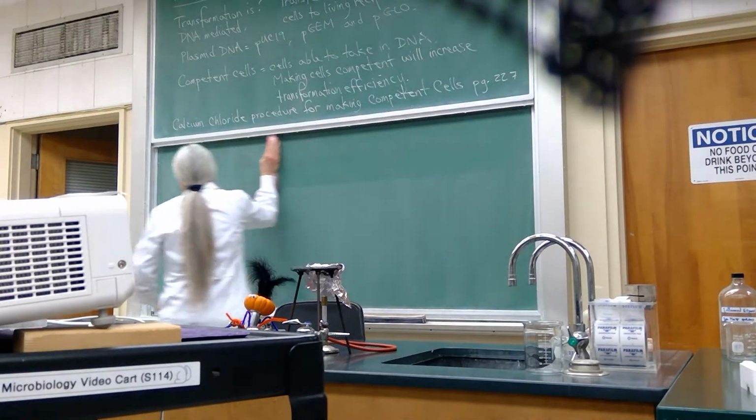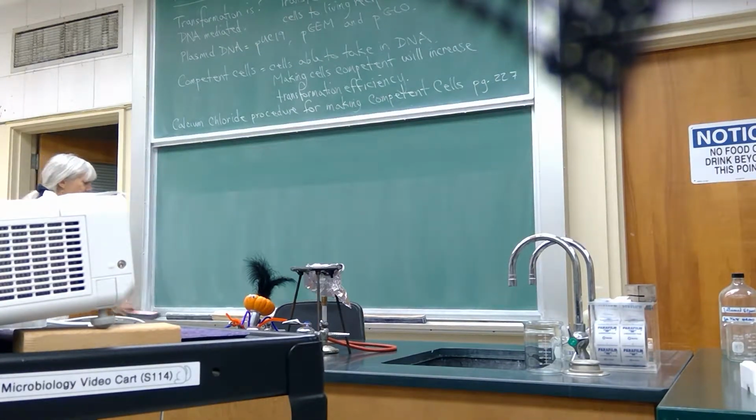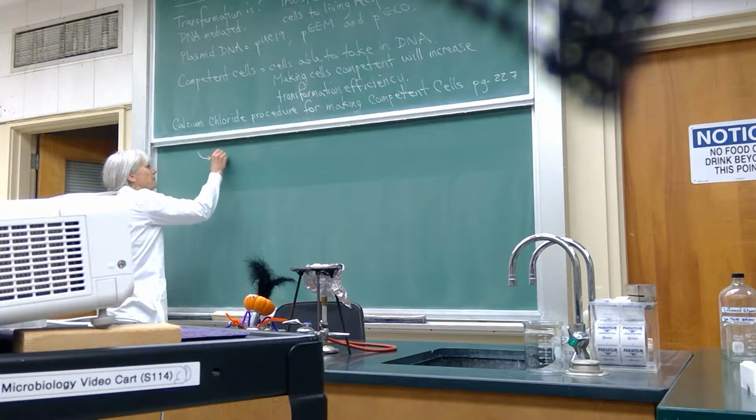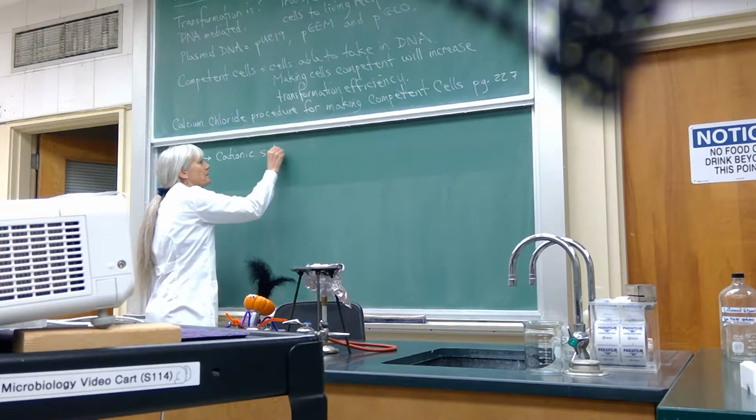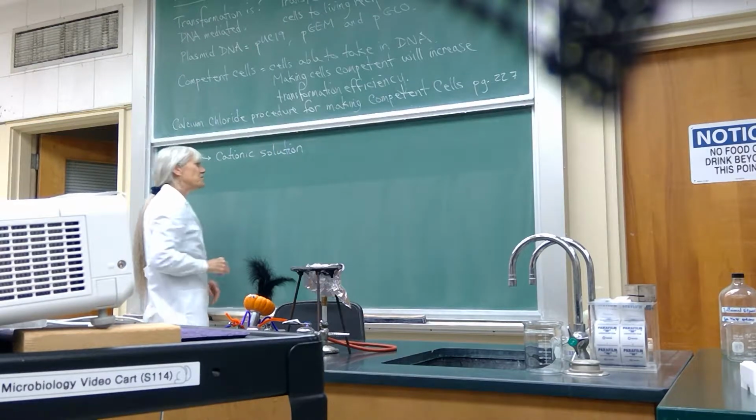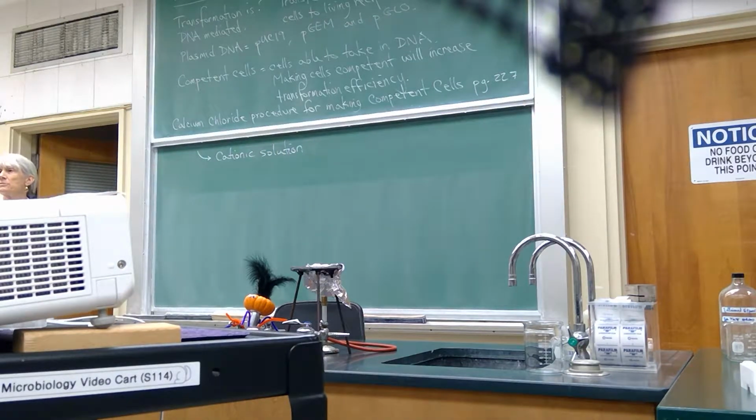Our plasmids show up in the transformed cells with pretty close to 100% efficiency. So even if they didn't show in the gels, typically this exercise works. So we have to do the calcium chloride procedure for making cells competent. Calcium chloride is a cation. The purpose of using calcium chloride or any cationic solution is to make the surface of the cells more positive.